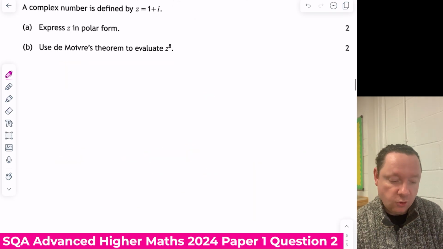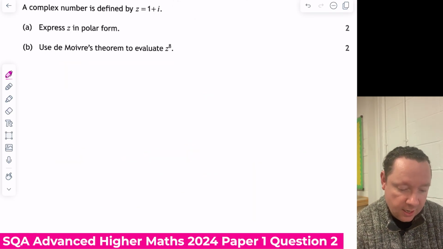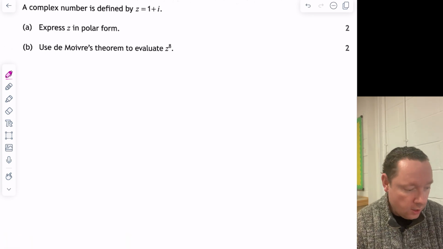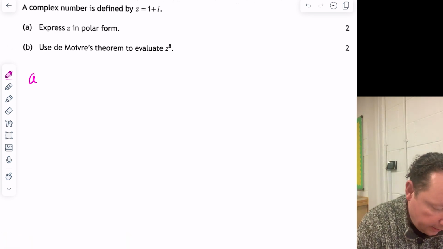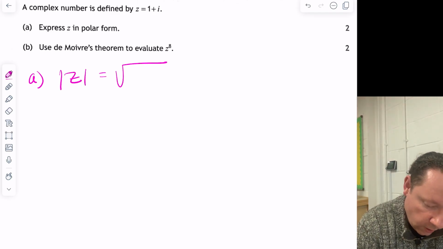SQA Advanced Higher Maths 2024 Paper 1 Question 2. If the complex number is defined as z equals 1 plus i, express it in polar form. So to do polar form for part A, I want the size of z. Well, that's just the square root of 1 squared plus 1 squared. 1 plus 1 is 2, so that's root 2.